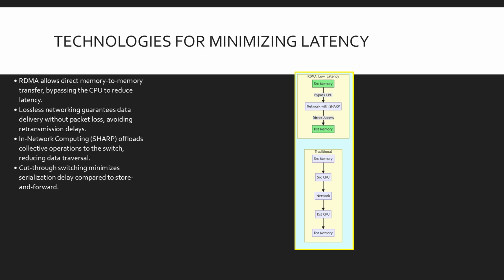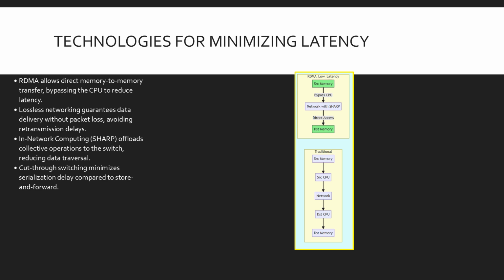Second, we implement lossless networking to ensure zero packet loss, because retransmitting dropped packets causes massive latency spikes. We also use in-network computing, which is NVIDIA SHARP. This offloads collective operations to the switch itself, reducing the amount of data traversing the network. Finally, we utilize cut-through switching, which forwards packets immediately without waiting for the full frame to arrive.